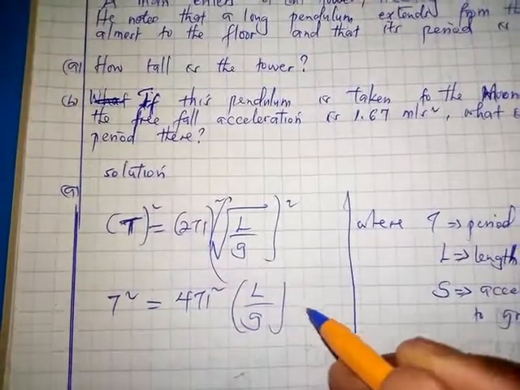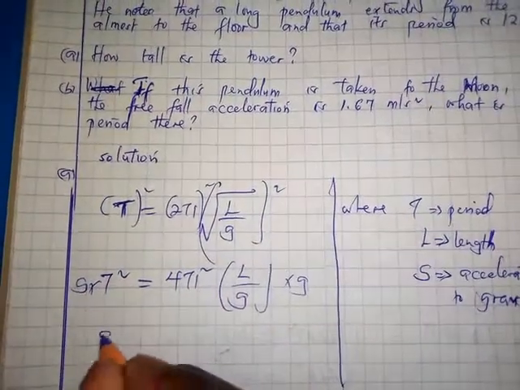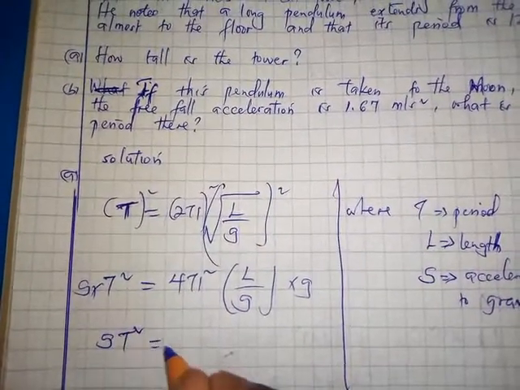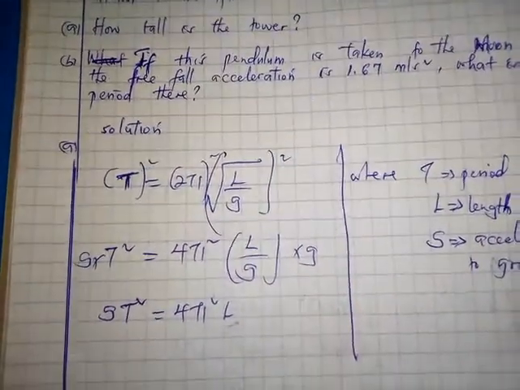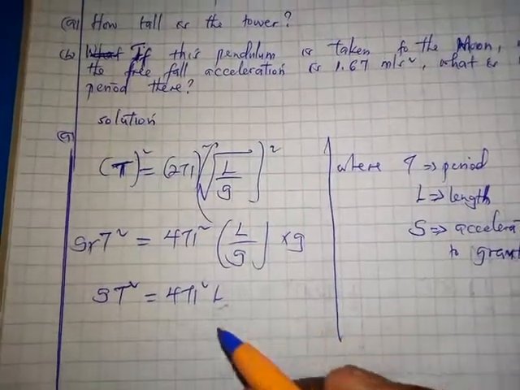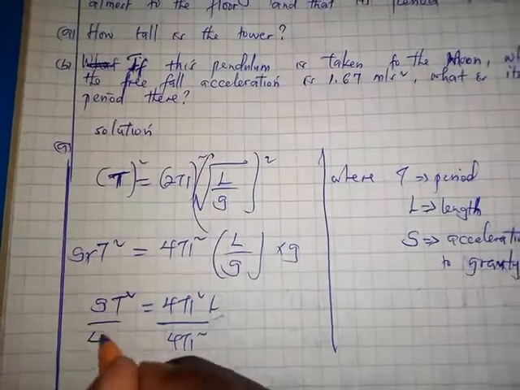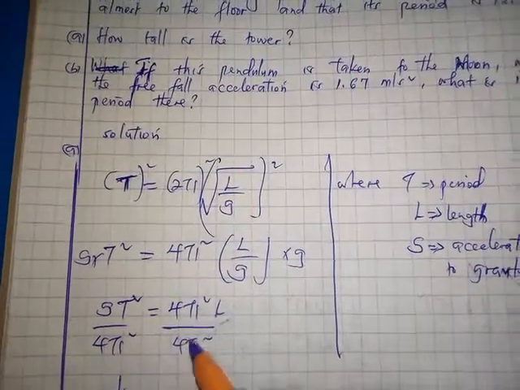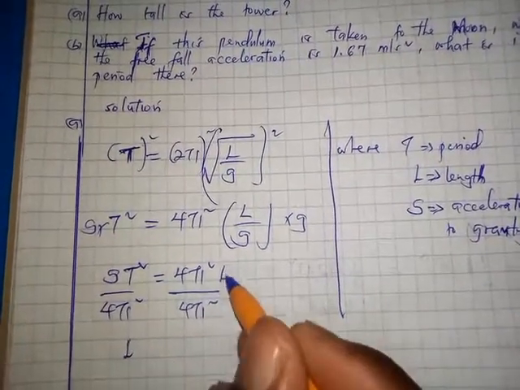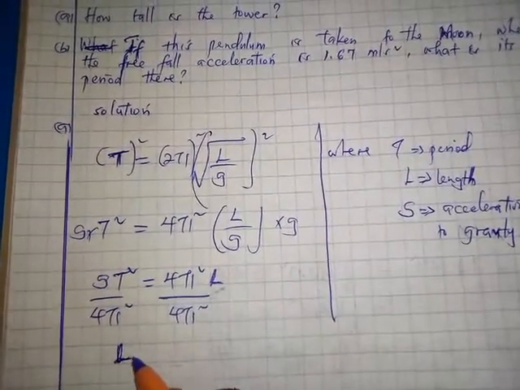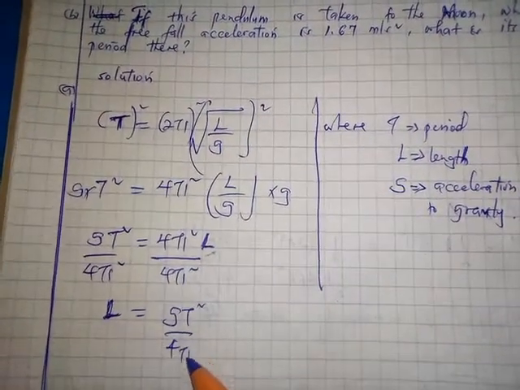To get rid of this g, we multiply both sides by g so that we have gT² is equal to 4π²L. This g goes with this g. Making L the subject of the formula now, we divide both sides by 4π², so that the 4π² cancels with the 4π², and we remain with L equals gT² over 4π².